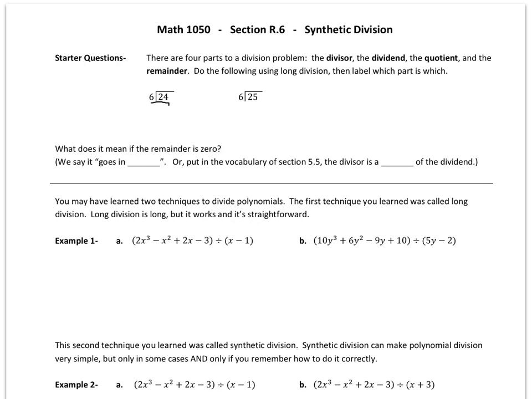So 6 goes into 24 4 times, right? So we write a 4 up here. Then we do 4 times 6 is 24. Oh, I need to blow that up bigger. And then I subtract them, right? Or I change the sign.